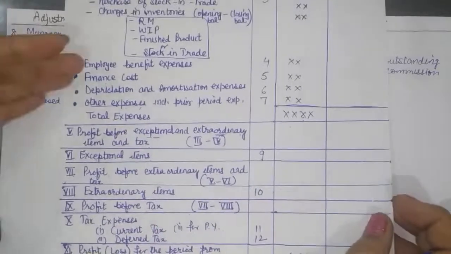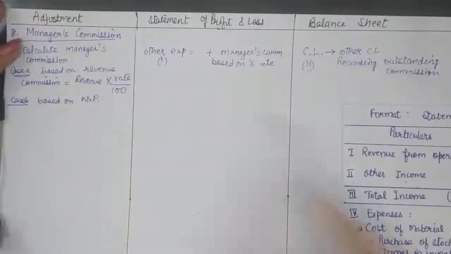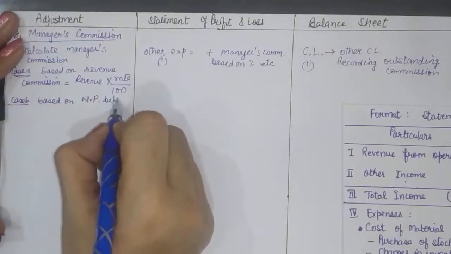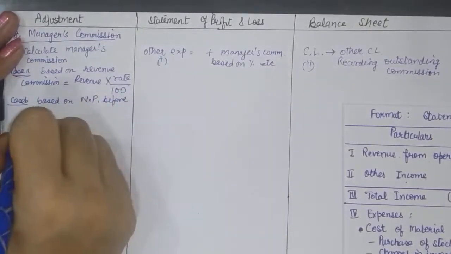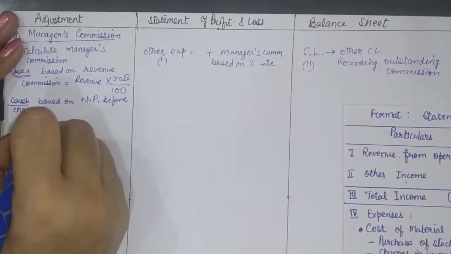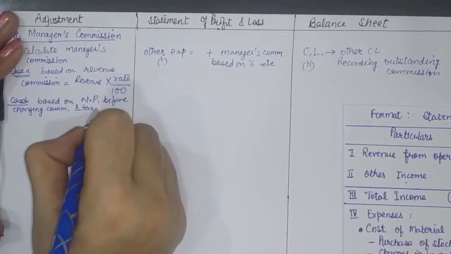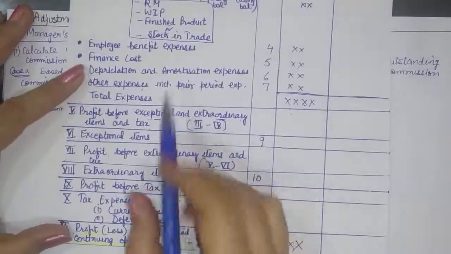So there can be three categories in case of profits. First, commission is based on net profit before charging commission and taxes, which implies the profit that we are calculating here.